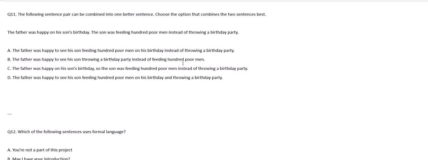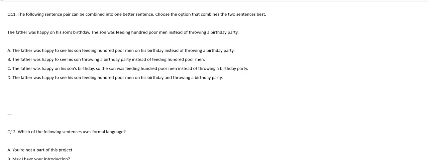What are the sentences telling? The father was very happy because it was his son's birthday, and the son, instead of giving a birthday party, is feeding 100 poor men. That is the sentence. We have to combine these two and give one single sentence. Hence, options are there. We have to cross check which option is grammatically correct and transitions into a smooth sentence without any grammatical errors.